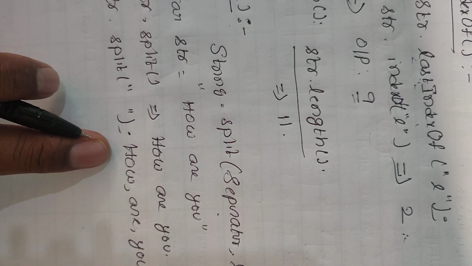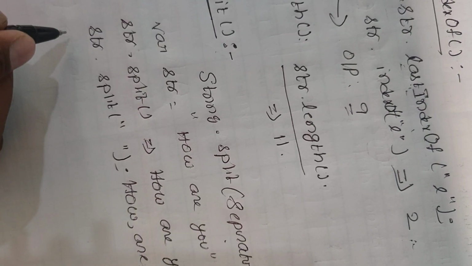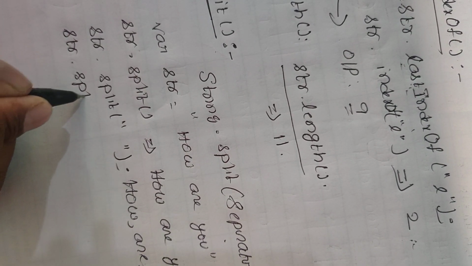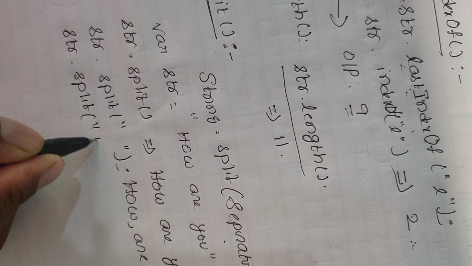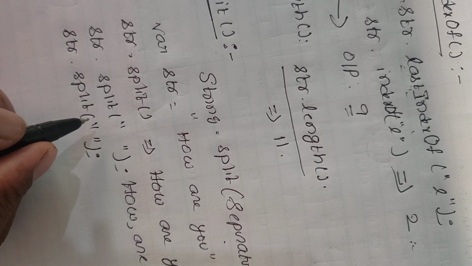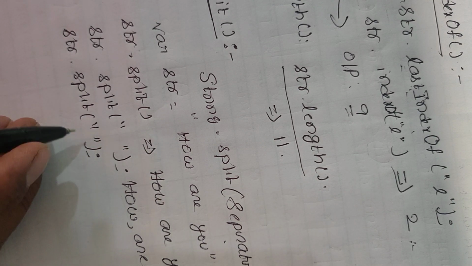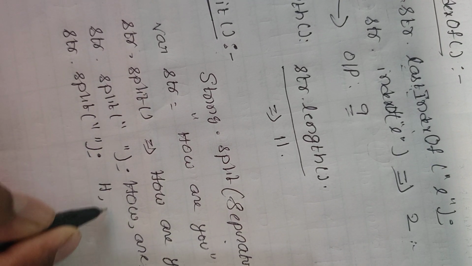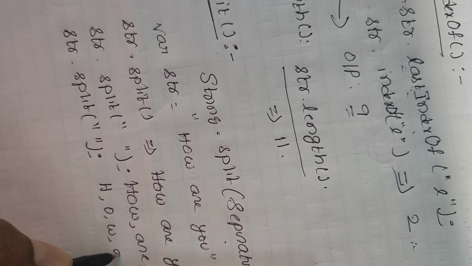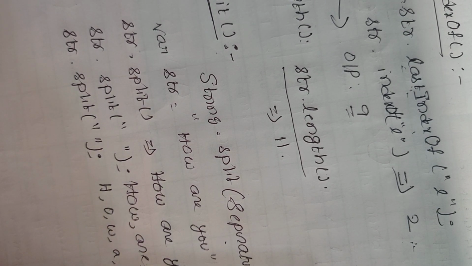Then another example, str.split double quotation but without any space. The output will be like this: h comma o comma w comma a comma r comma e comma y comma o comma u. That means each and every letter is treated as one substring and separated by the comma.